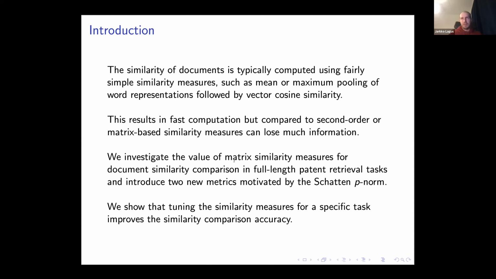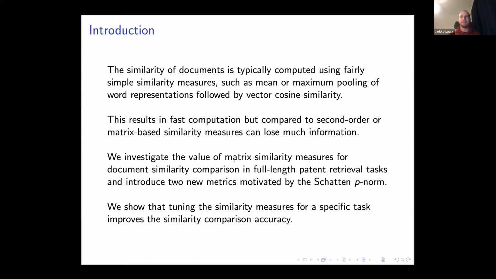But the problem is that we lose quite a lot of information, since we have to compress, especially in the case of full documents, the words into a very dense representation, and in the long document case it can lose or compress quite a lot of information.